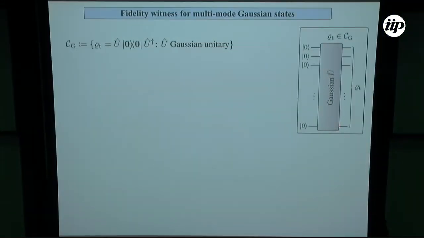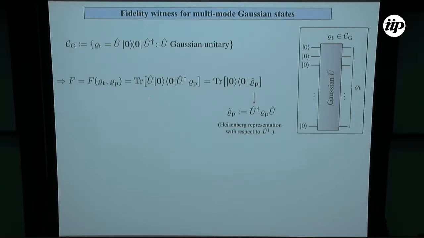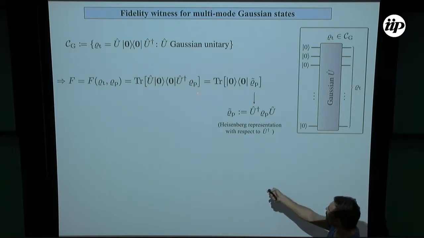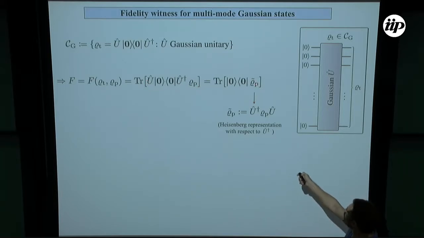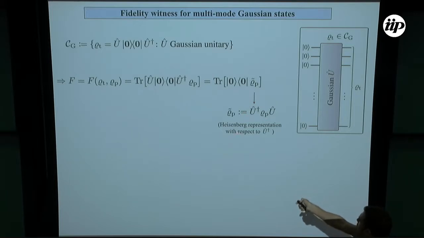Gaussian states. For Gaussian states, as I was saying, you can represent any pure Gaussian state as the vacuum state of M modes sandwiched with a general Gaussian unitary. And then the fidelity of this target state with respect to any unknown preparation rho p can be written simply as the trace, as the overlap of the pure state with rho p. And then, of course, I can swap around this U because of the cyclicity property of the trace. I can simply take this U to here. So here, this twiddle rho p is simply the Heisenberg representation of rho p with respect to U.